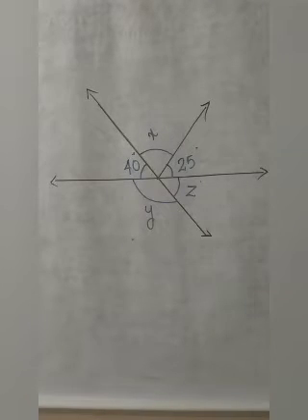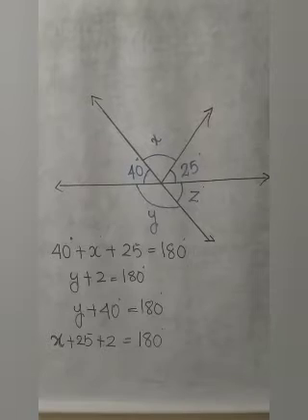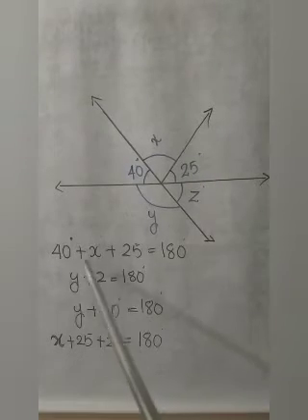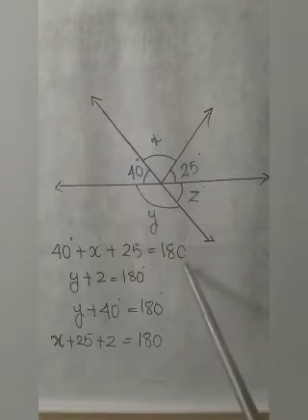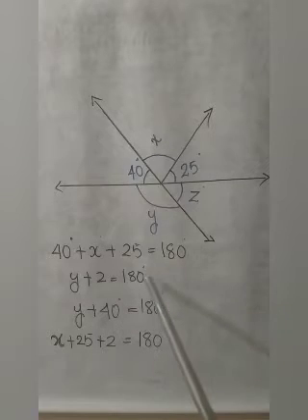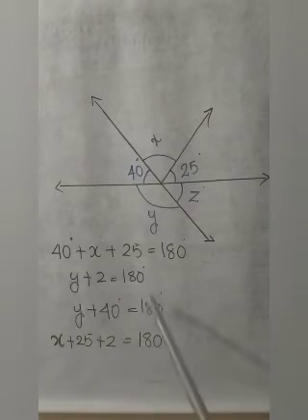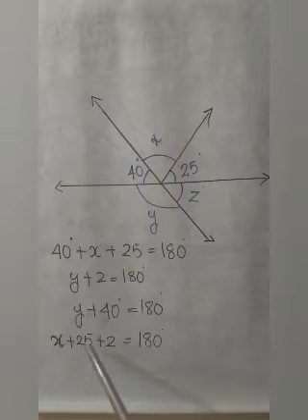What are they? Let me write. So these are the linear pairs. 40 plus X plus 25 equal to 180 degrees. Y plus Z is equal to 180 degrees. Y plus 40 is equal to 180 degrees. X plus 25 plus Z is equal to 180 degrees.